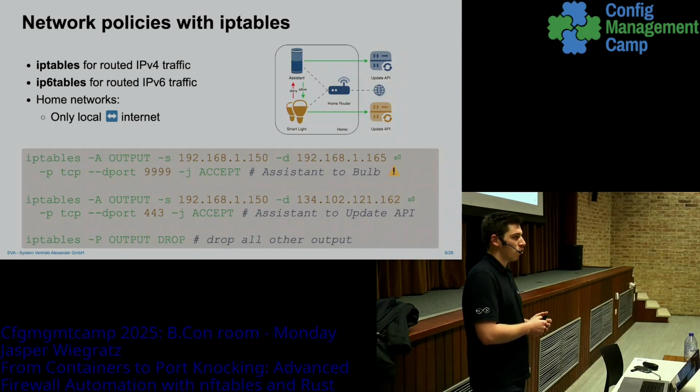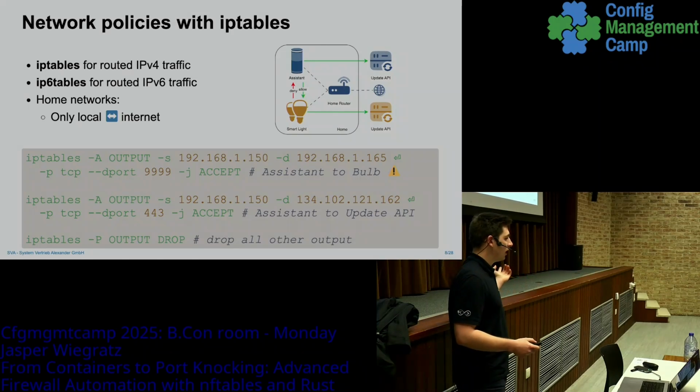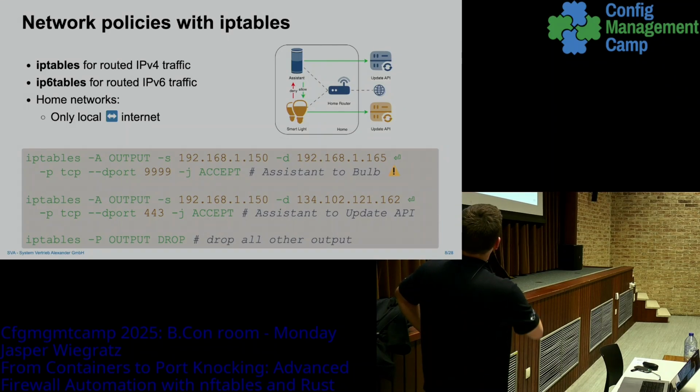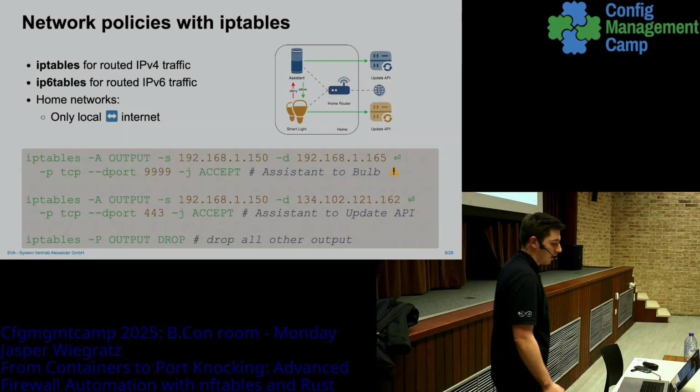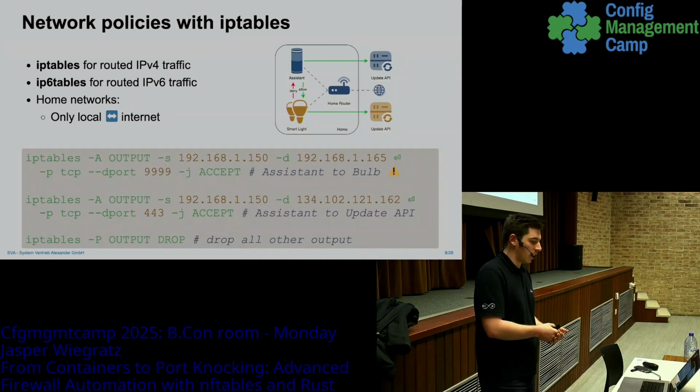I think most people in here have used iptables to some capacity in the past. So you are probably very knowledgeable about this kind of rules here. So you know the syntax. We will write to the so-called output chain. We append a rule: you at the 1.150 IP address, you can talk to the destination IP 165, that is assistant to the bulb on port 9999. And that is an accept action that we take here.